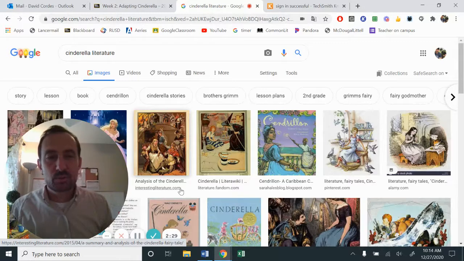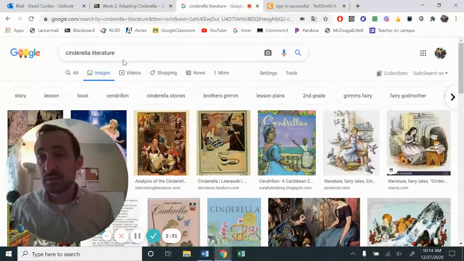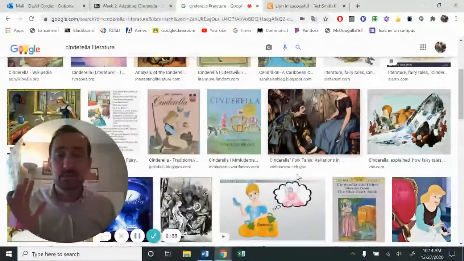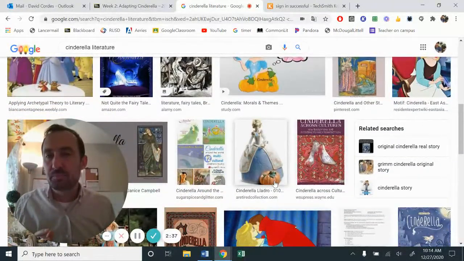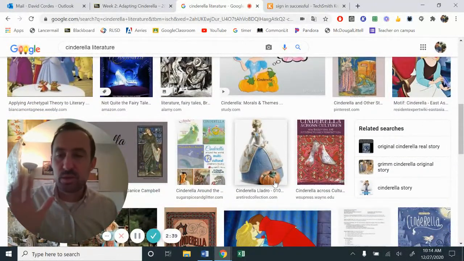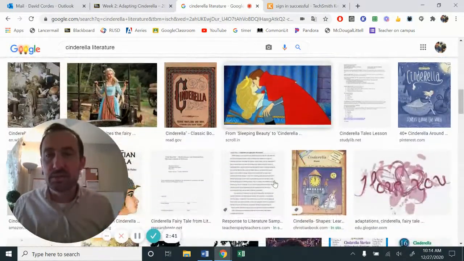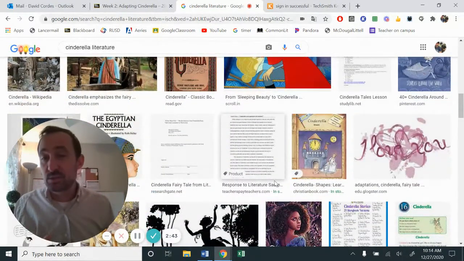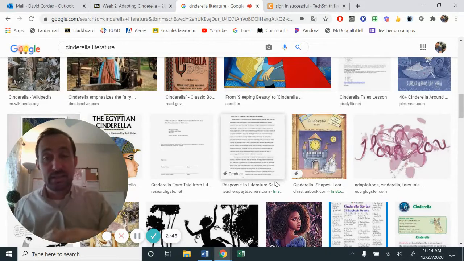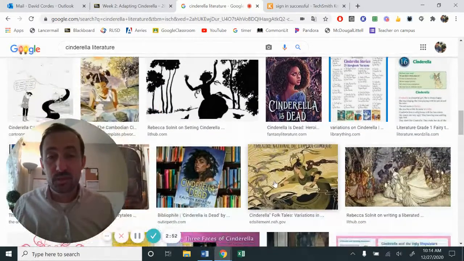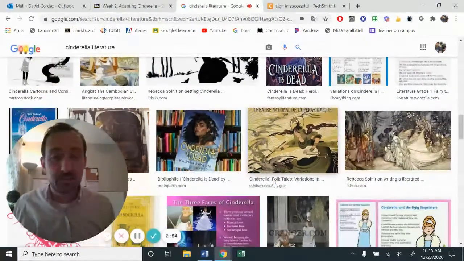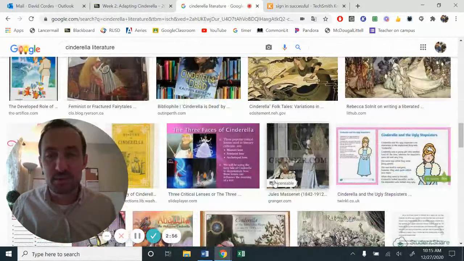So what you see on the screen here, I just Googled Cinderella literature, and I went on to images, and there's so many things that we can see and we can find. There's so many adaptations. The more I began to dig into the internet and search for adaptations, the more I found. It was going down a rabbit hole, so to speak, even though that's an Alice in Wonderland reference.